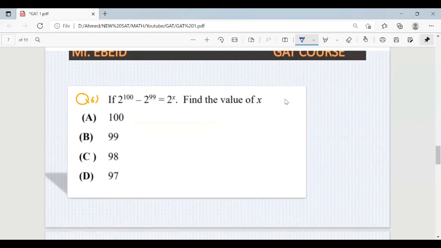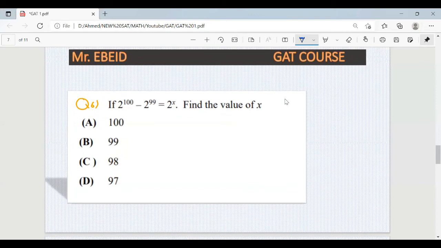Question 6. If 2 power 100 minus 2 power 99 equals 2 power x, find the value of x. Now we have 2 power 100 minus 2 power 99 equals 2 power x. How can we solve this kind of equation? You can take 2 power 99 as a common factor.